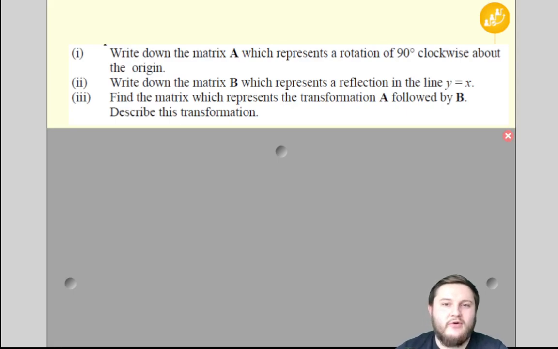So I'll give you a moment just to have a go at this. And again, if you are struggling to remember these, I would look back at the previous video towards the end, where I show a bit of a cheat sheet with all the different matrix transformations for GCSE further maths. So I would definitely get that up if you are struggling to remember these. But pause the video now, give this question a go, and then we'll discuss it in a bit.